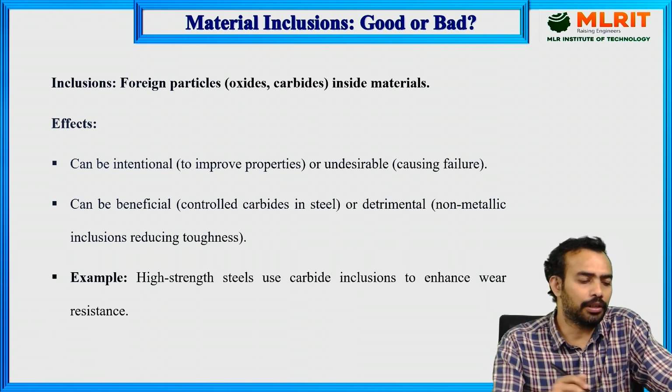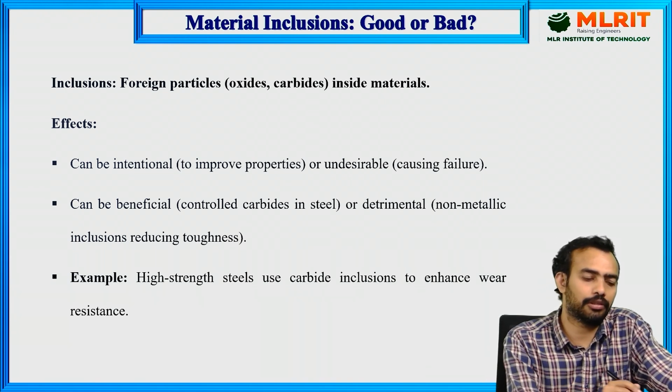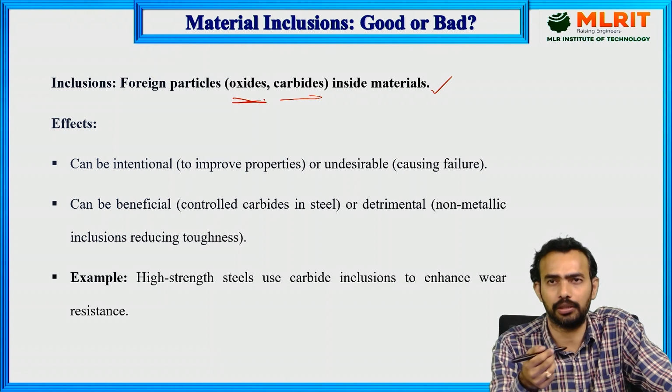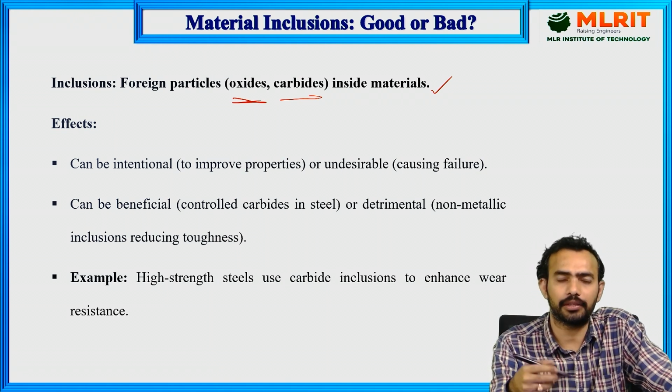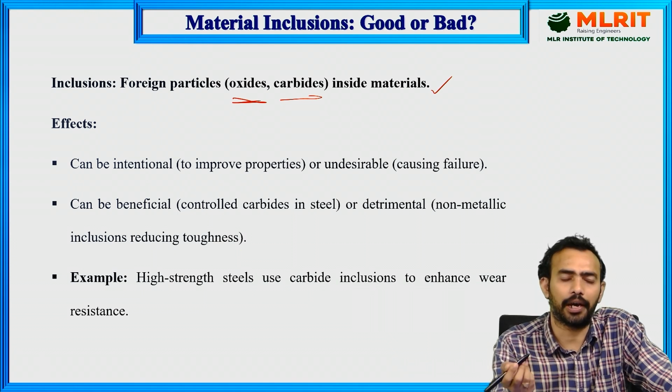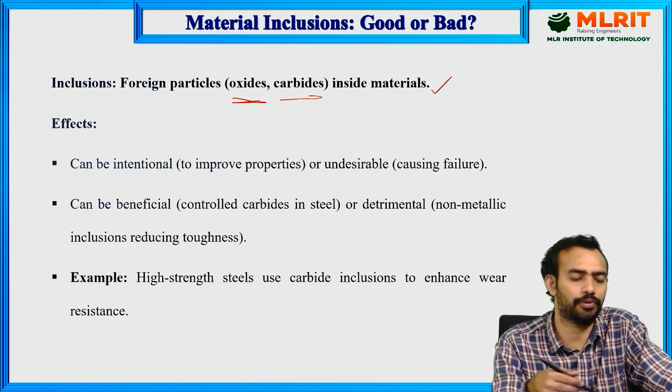Now coming to the inclusions, as I mentioned, they are foreign particles that are present inside the material. These foreign particles could be oxides or carbides. When a material, certainly in the case of iron, is exposed to salt water or a humid environment, it reacts with the oxygen present in the atmosphere and forms iron oxide, which we call corrosion, or the oxidized form of iron.